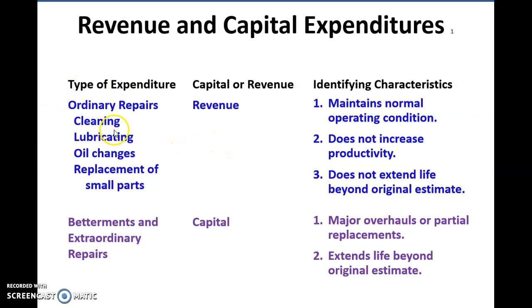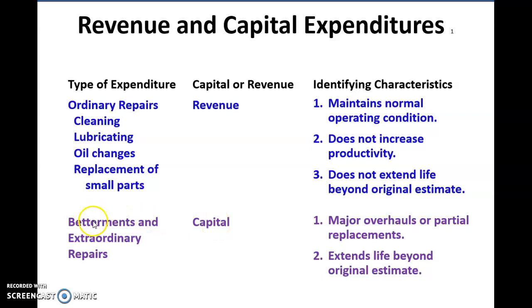Well, that cost of replacing those few shingles simply maintains our roof in a normal operating condition and does not extend the life of the roof beyond the normal estimate of what we expected the life of the roof to be. We'll come back to that example when we get to capital expenditures, but let's talk about capital expenditures first.